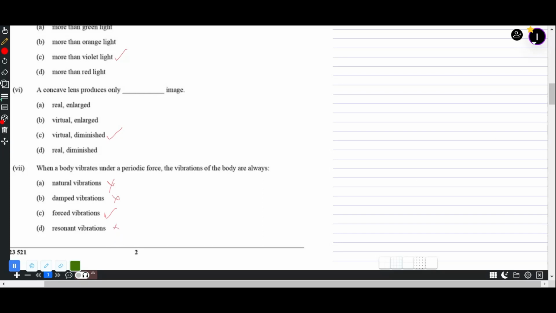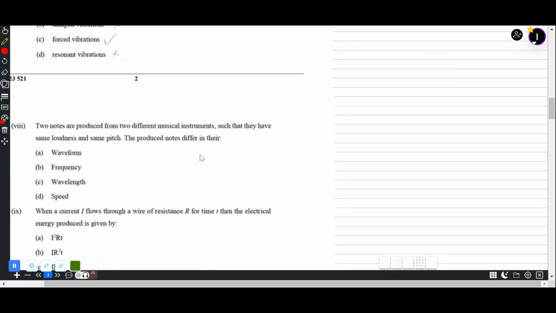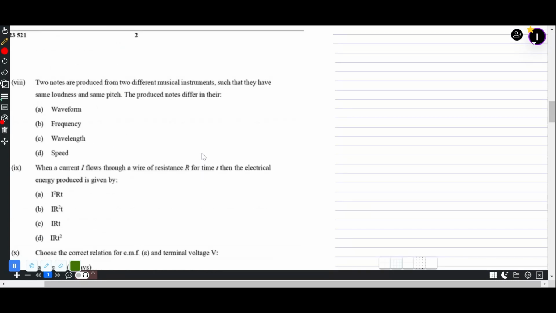Okay. Now, question number 8. Two notes are produced from two different musical instruments such that they have same loudness and same pitch. So produced notes differ in their what? Waveform. Yeah? When a current I flows through a wire of resistance R for the time t, electrical energy produced is P is equal to VI is equal to V square over R is equal to I square R. There are many ways you can find out. So this is I square RT.